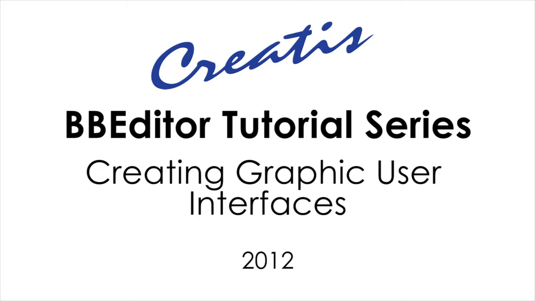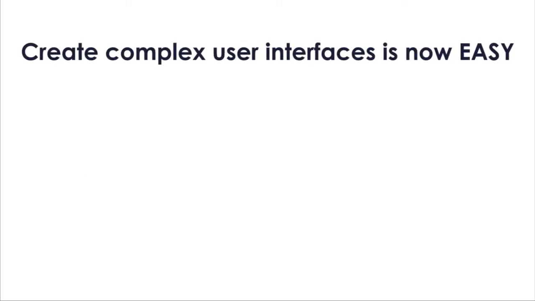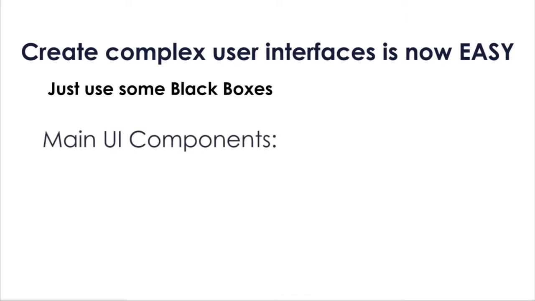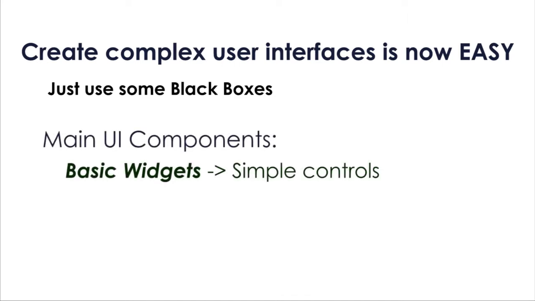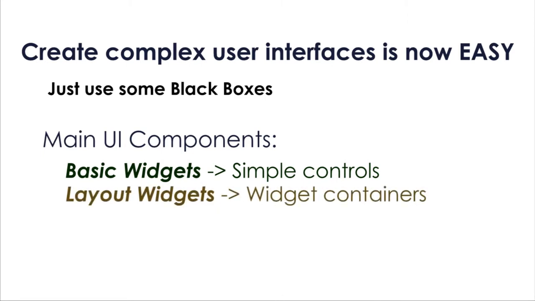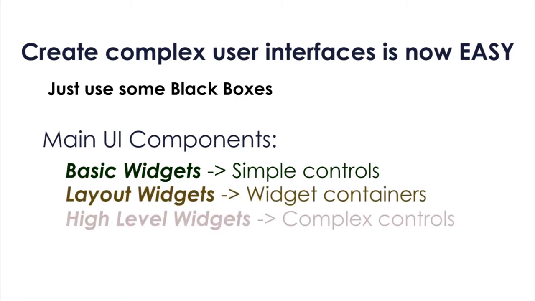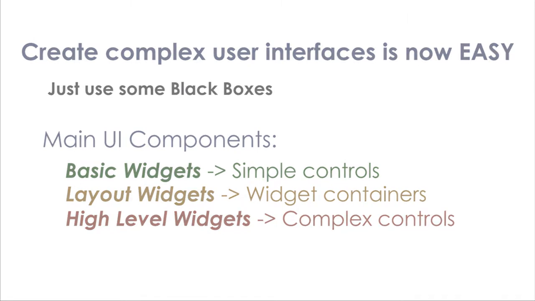In this video tutorial, we're gonna talk about creation of graphic interfaces. BBEditor has made the task of creating complex user interfaces really easy. It is only necessary to use some black boxes. To accomplish this, we make use of three main components: basic widgets, which are simple controls, layout widgets, which can contain other controls, and high-level widgets, which are made out of basic and layout widgets and can even contain other high-level widgets. Let's see how this works with a simple example.